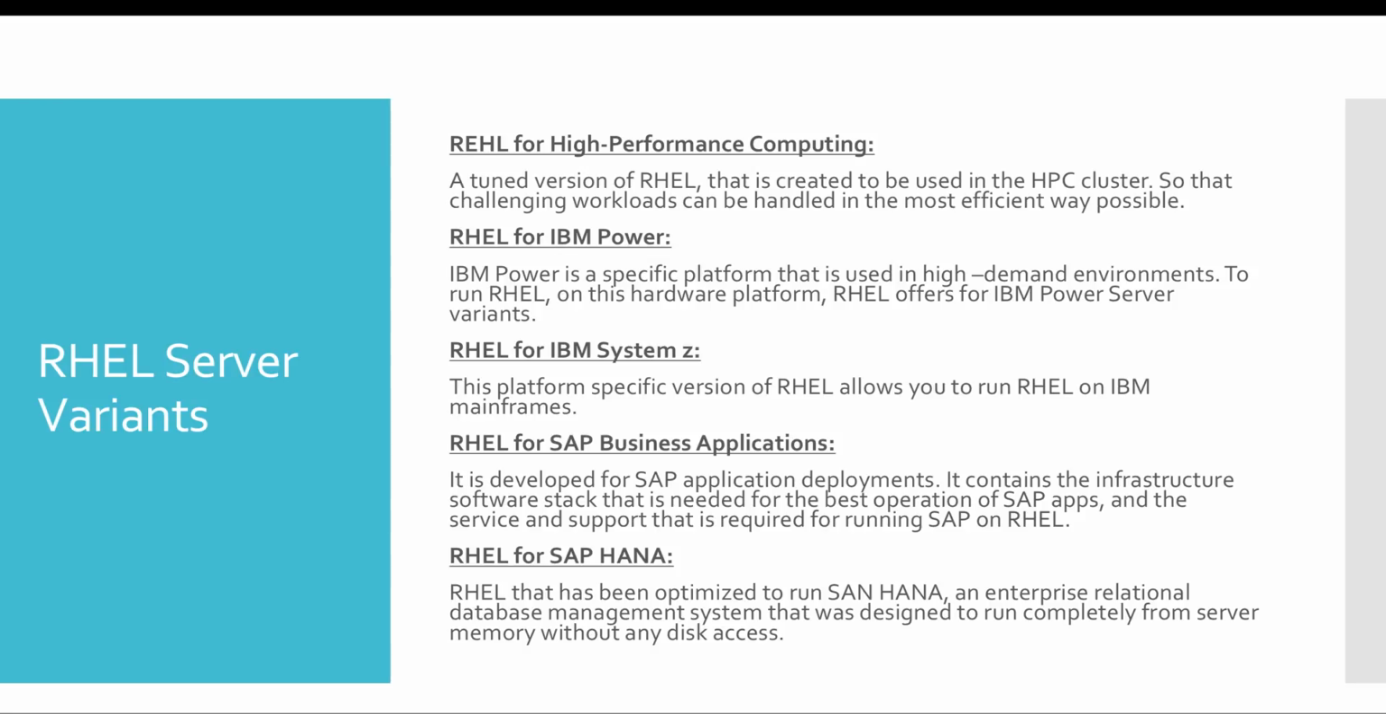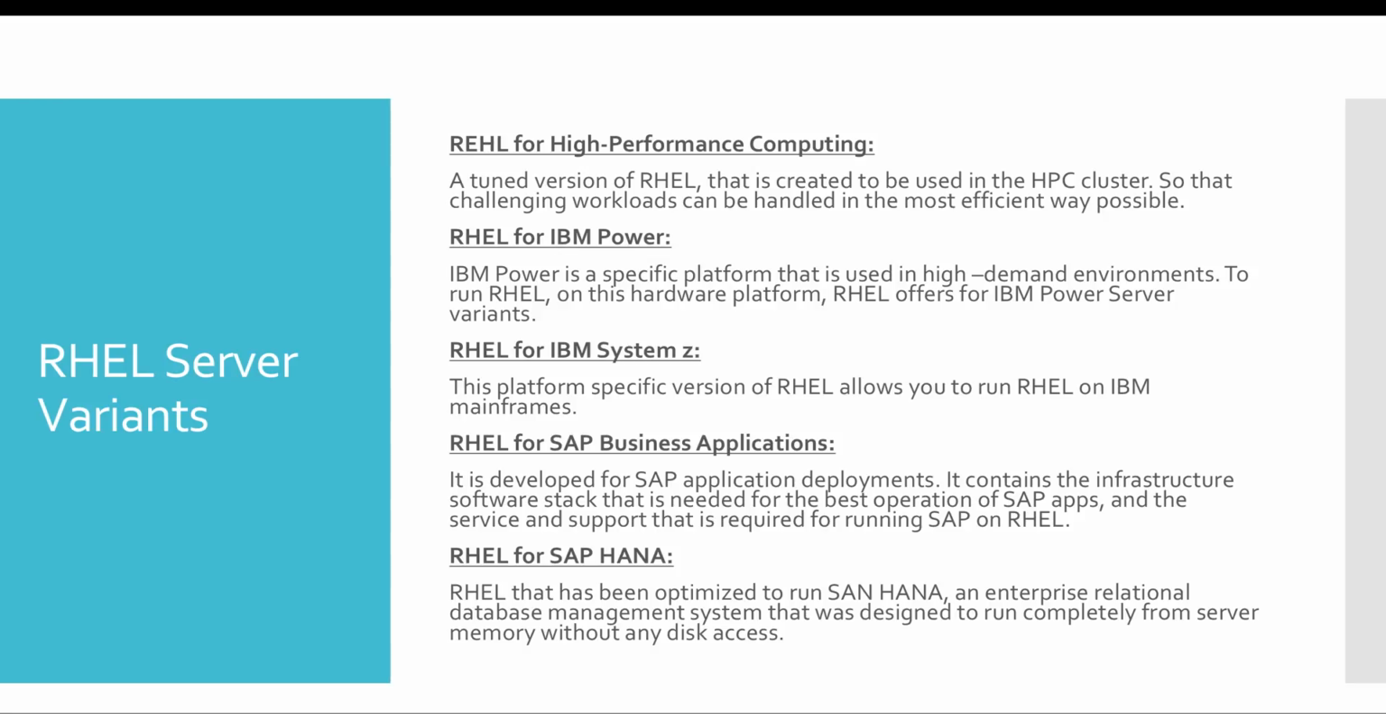RHEL for IBM Power: IBM Power is a specific platform used in high-demand environments to run RHEL. On this hardware platform, RHEL offers IBM Power server variants. RHEL for IBM System z: this platform-specific version of RHEL allows you to run RHEL on IBM mainframes. RHEL for SAP Business Applications is developed for SAP application deployments. It contains the infrastructure software stack needed for the best operation of SAP apps and the service and support required for running SAP on RHEL.